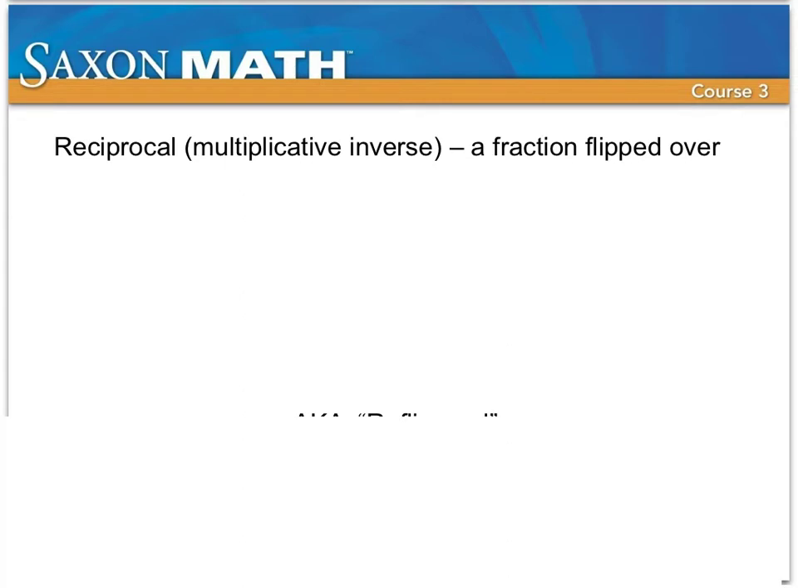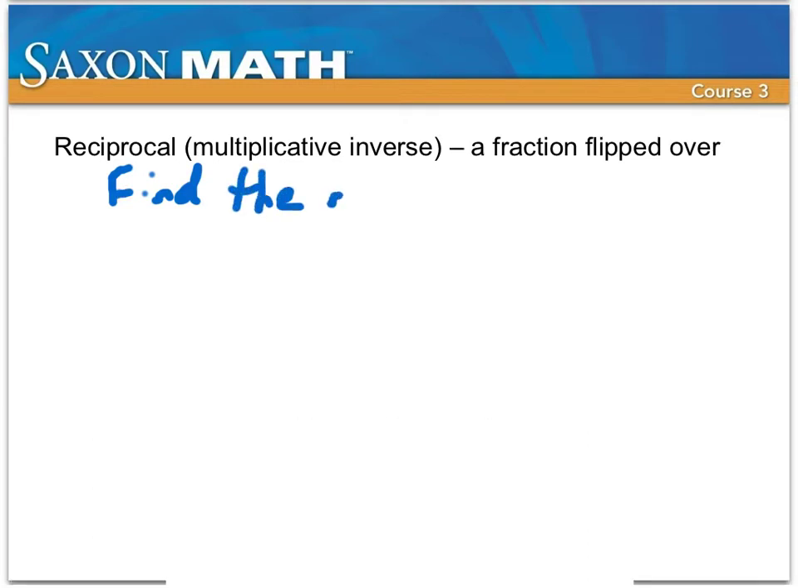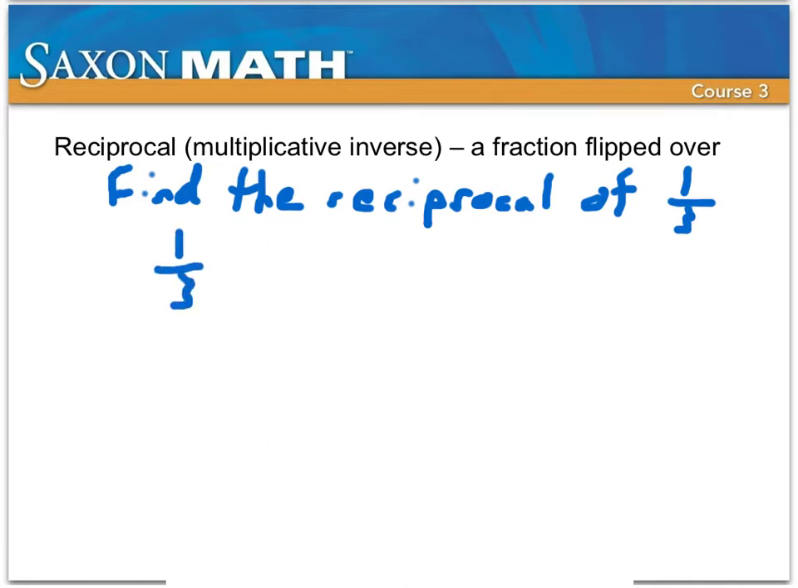Okay, so if I said find the reciprocal of 1/3, you're just going to take 1/3 and flip it over. So the denominator, the bottom number, becomes the top number, and the top number, the numerator, becomes the bottom number. Okay? So the reciprocal of 1/3 is 3/1.